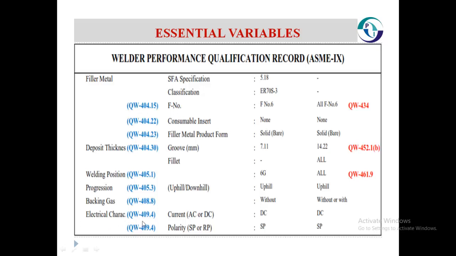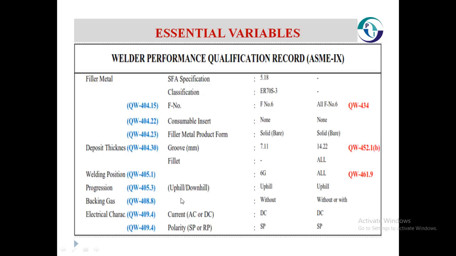As per QW 409.4, the current and polarity are essential variables. In current, a change from AC to DC or DC to AC is an essential variable. And in polarity, a change from straight polarity to reverse polarity is an essential variable. In our case, we use DC current and straight polarity, so the welder will qualify for DC current and straight polarity.